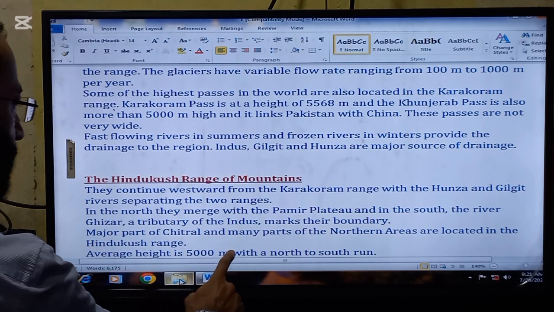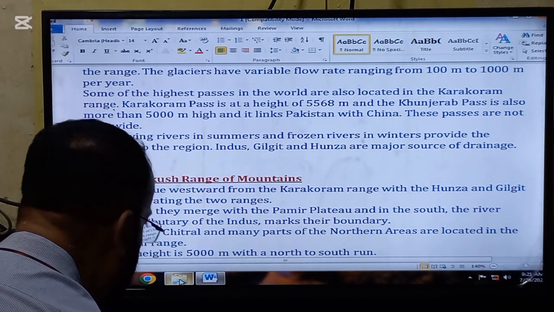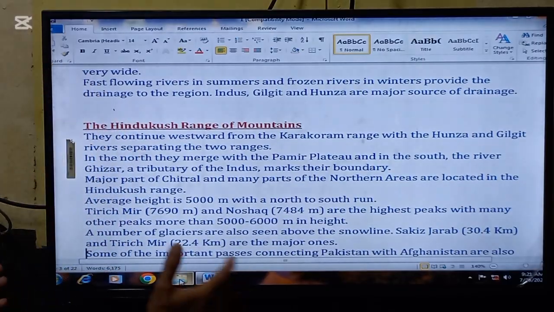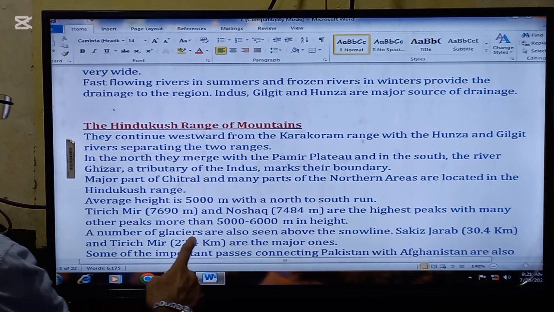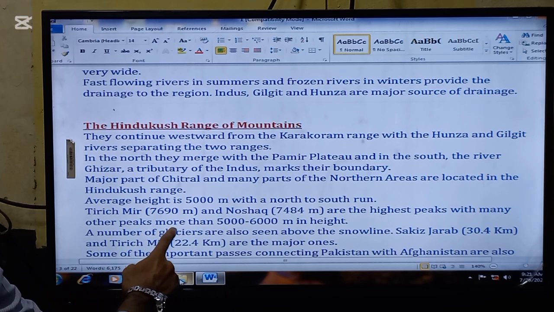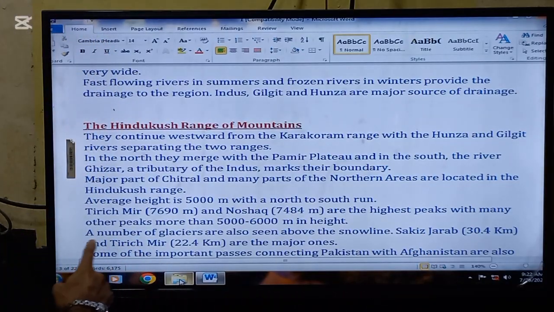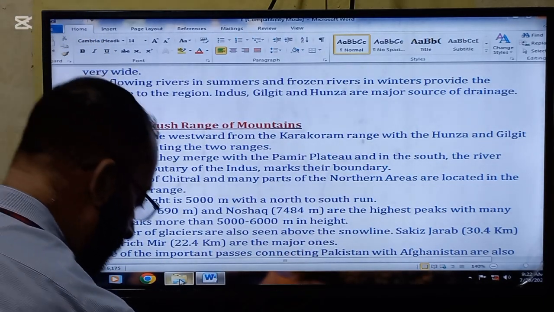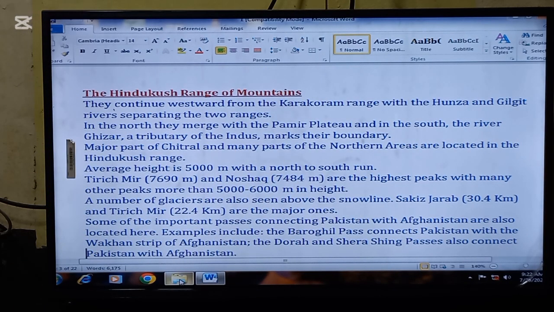Major parts of Chitral and many parts of the northern areas are located in the Hindu Kush range. So there are some very famous visiting places of Pakistan in this area. Average height is 5,000 meters with a north to south run. Tirich Mir, that is 7690 meters, and Noshaq, that is 7484 meters, are the highest peaks, with many other peaks of more than 5,000 to 6,000 meters in height. So one of the highest peaks is located in this range also.